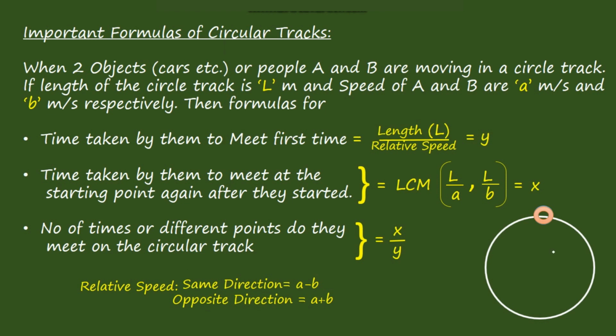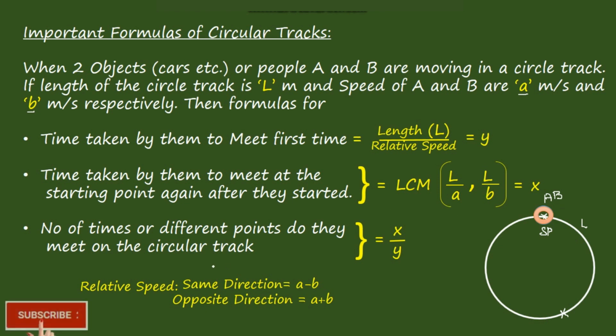There will be two objects A and B starting from a starting point, the length of the circular track will be given as L, and the speeds of A and B would be A meters per second and B meters per second. The first formula is the time taken by them to meet the first time. When they have met for the first time, we have to find it out. So the time taken by them to meet the first time is length by relative speed.